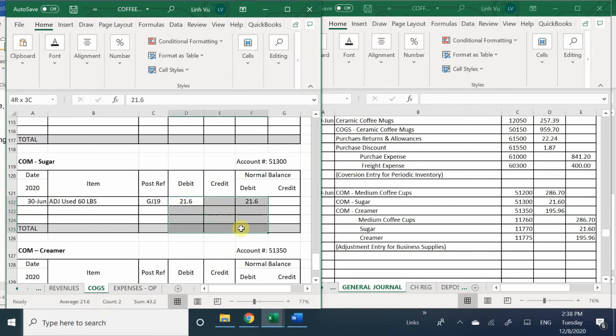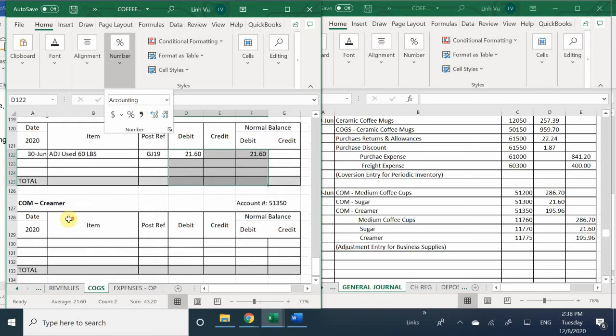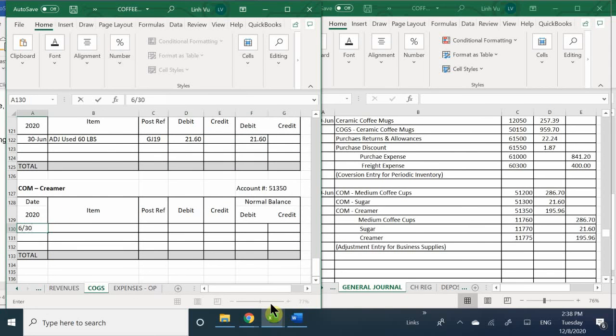Okay, so last but not least, we have the creamer. Again, 630. Adjustment. We have 12 cases used for a total of 195.96. Yeah, 195.96. All right, good. All right, and then we will go to assets.